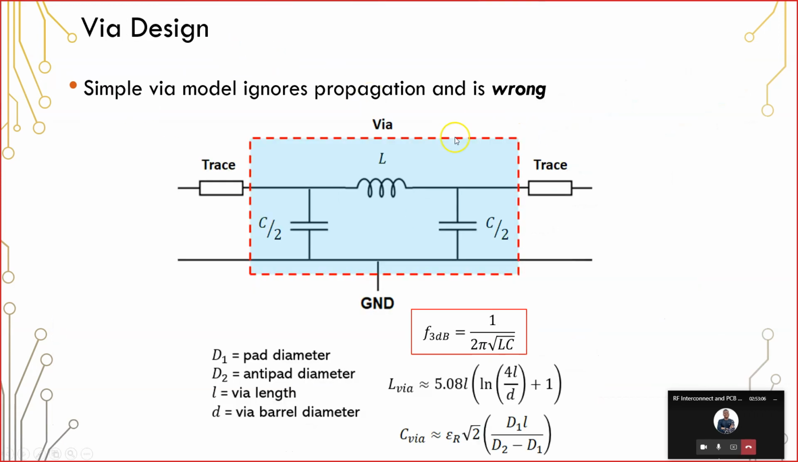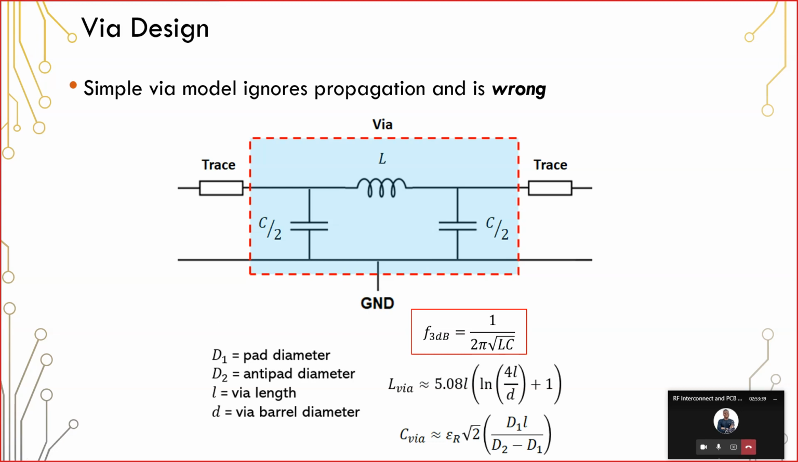So what that means is that these simple models, where you have a trace coming in and then you're using this pi model to get the via impedance, are ignoring the fact that you have a wave propagating on this interconnect. So this is not a transmission line model, and it is incorrect. Now, it's reasonably correct at low frequencies, and it gives you a low pass cutoff for this particular structure based on the pad diameter and the anti-pad diameter for these vias. But those are situations where you actually don't need to worry about the via impedance.